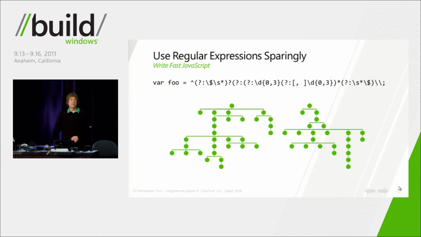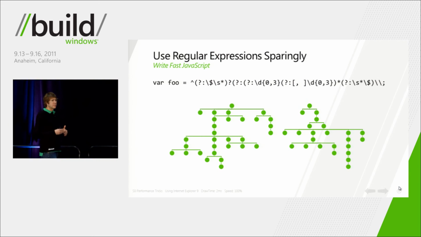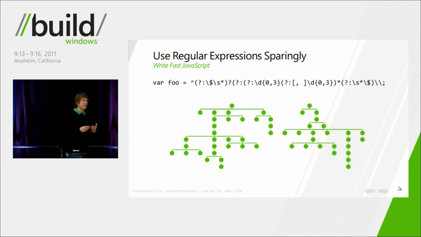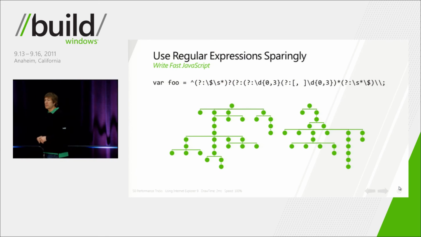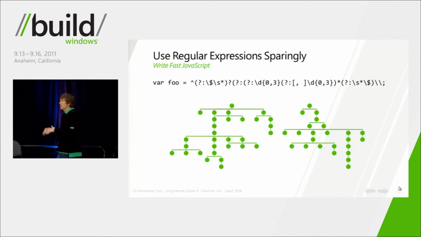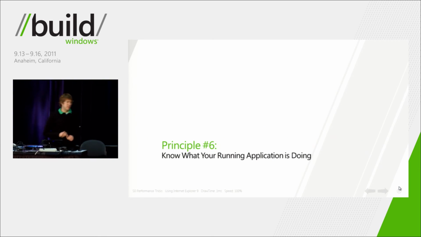Use regular expressions sparingly. Again, a great programming technique, but regular expressions often take 5 to 6 milliseconds to construct and match complex trees. That's 5 to 6 milliseconds that could often be done inside of a string concat in a few 100,000 cycles.